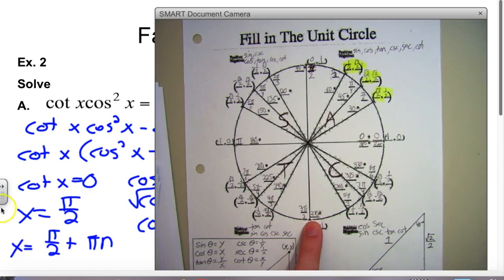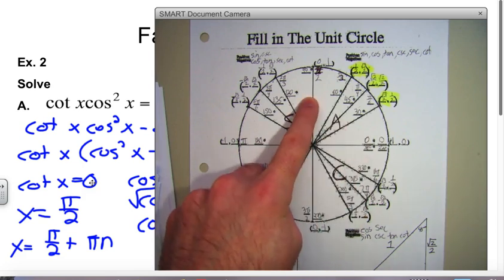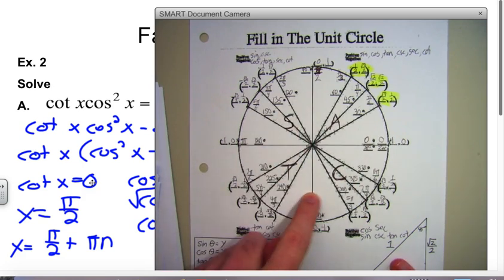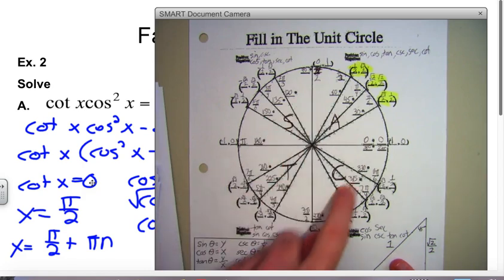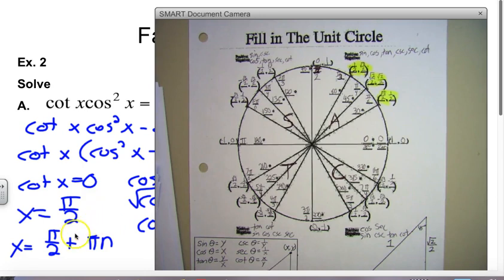So I'm still getting cotangent equals 0 down here. If I add another pi, I get back up here again. If I add another pi, back down here, add another pi. So every time I add a pi, I'm getting to one of these lines where I'm going to get 0. So that's why I can just keep adding pi n number of times. Every time I add a pi, I get another solution.